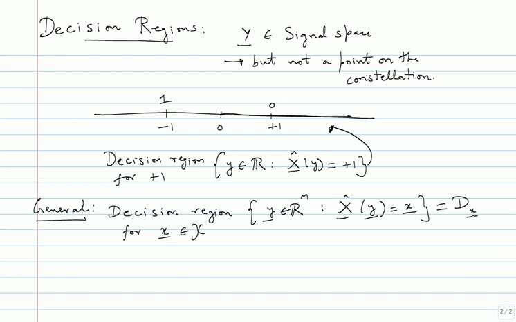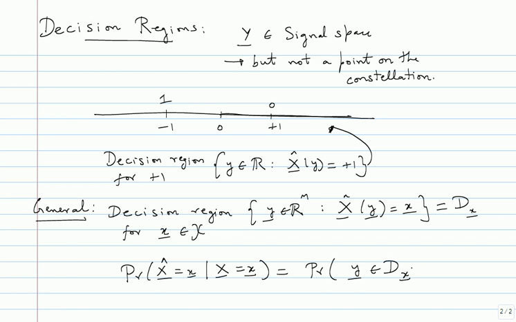It's good to write down the probability of error or probability of correct decision in a very succinct form. Do you see why? The decision region for a particular x can be used to write down the probability of correct decision in a very clear way. For instance, what's the probability that x hat equals x given that x was transmitted? Given that you transmitted x, what's the probability? It's the probability that y lies in D_x. So this is nice to write down.